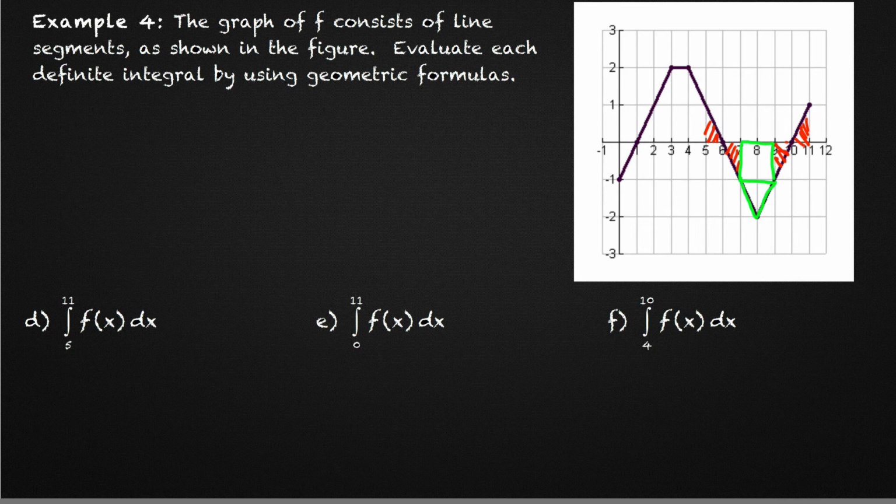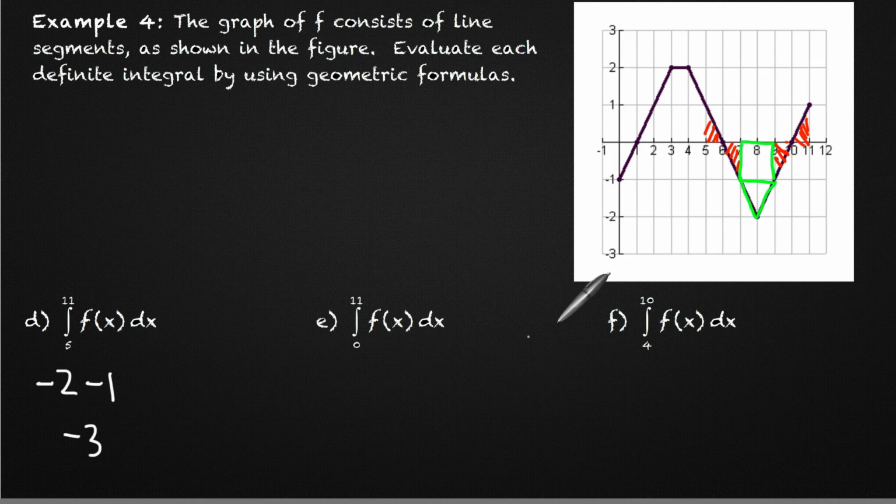Now keep in mind that it's underneath the x-axis, so our final answer should be negative. So this rectangle has a base of 2 and a height of 1, so that's going to be 2, but it's going to be negative 2 because it's underneath the x-axis. And then this triangle is going to have a base of 2 and a height of 1. So base times height divided by 2 gives us 2 divided by 2, which is 1, negative 1 because it's underneath the x-axis, so negative 3 in total.